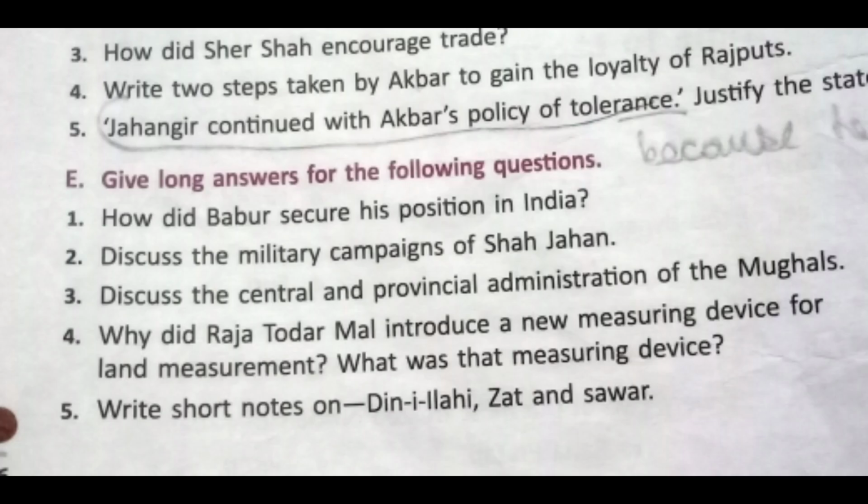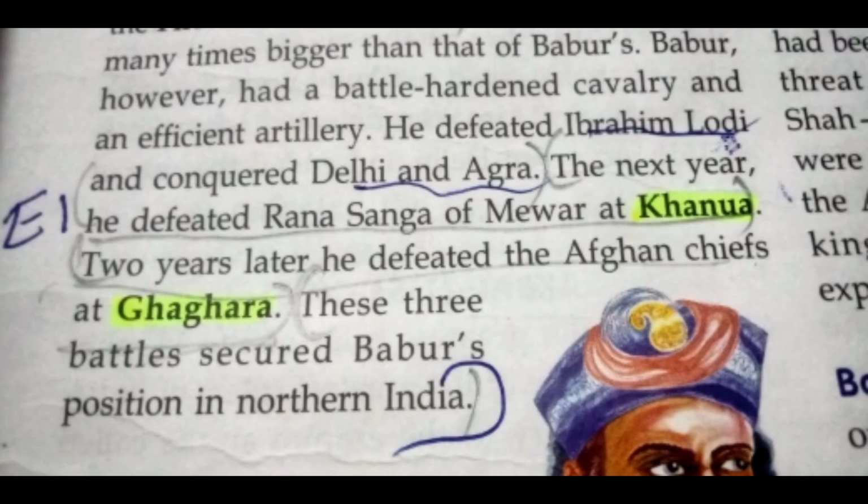Now the long answers, that is exercise E. Give long answers for the following questions. First question: how did Babur secure his position in India? Answer: Babur secured his position by defeating Ibrahim Lodi and conquering Delhi and Agra. The next year, he defeated Rana Sanga of Mewar. Two years later, he defeated the Afghan chiefs. These three defeats secured Babur's position in northern India.